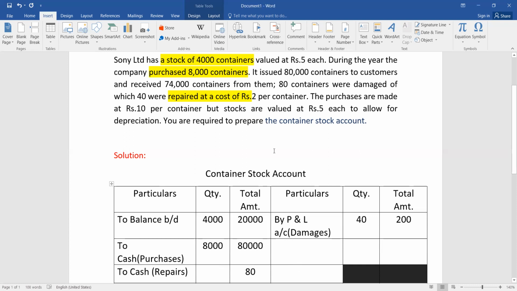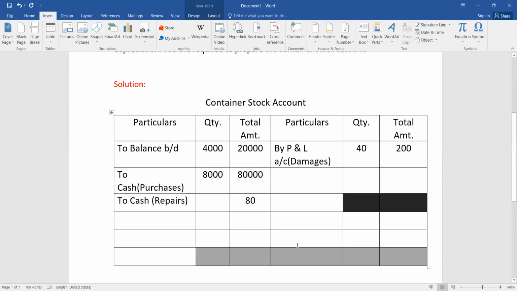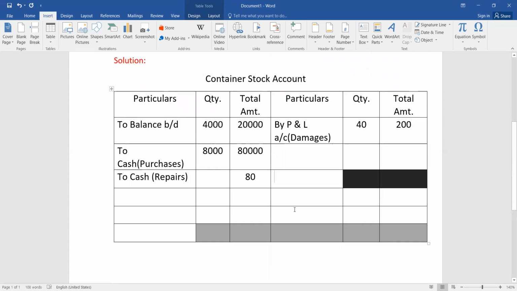And now, in continuation, we have taken the balance brought down. We have considered the purchases, the damages and the repairs. Now we need to find out what the balance carried down is going to be. So for the balance carried down, we are going to calculate the closing balance: stock with the company and stock with customers.